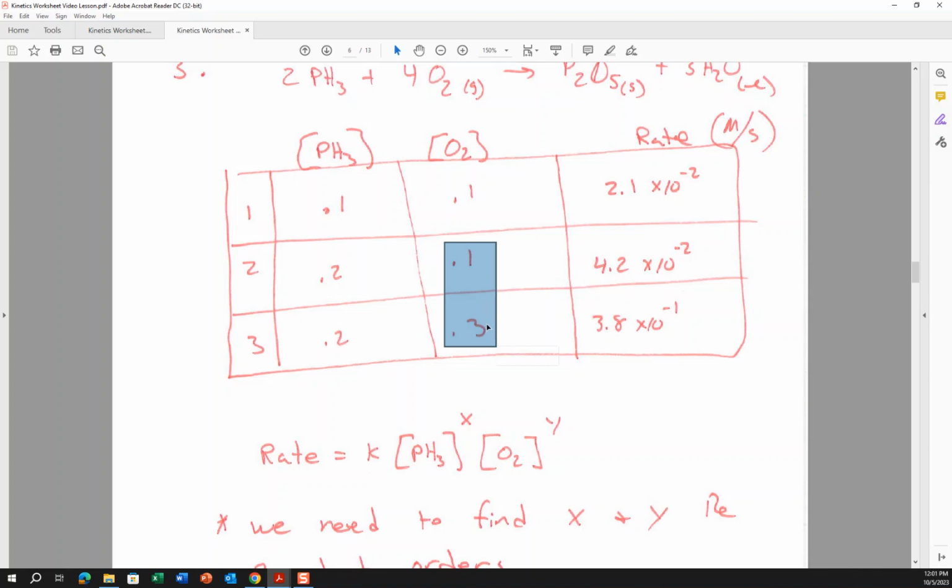So if I do 0.3 divided by 0.1, I get 3, so we tripled the concentration. But when I do this number divided by that number, guess what I get? I get 9, which is 3 squared. So that's telling me that oxygen is second order.